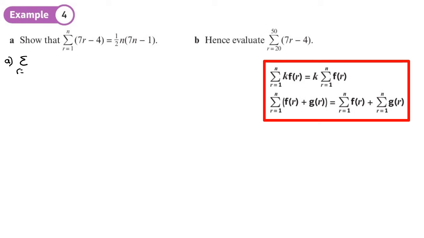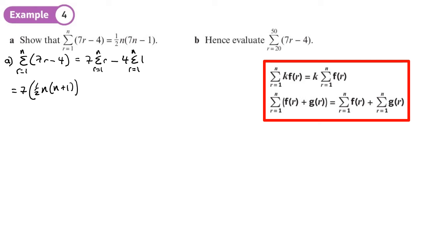So the sum of r equals 1 to n of 7r minus 4 is equal to 7 sums of r from 1 to n, minus 4 sums of 1 from r equals 1 to n. That will be the first step. So that will be equal to 7 times half n times n plus 1, minus 4 lots of sums of 1s. Okay, so that's that. I'm guessing now we just expand the brackets.